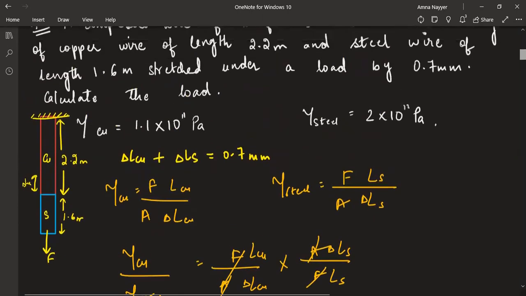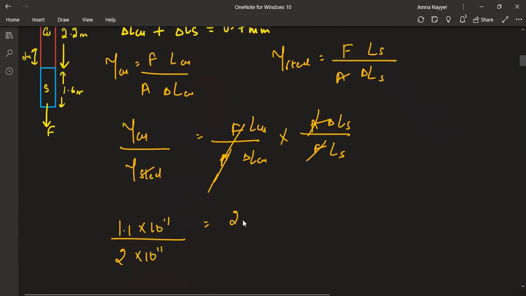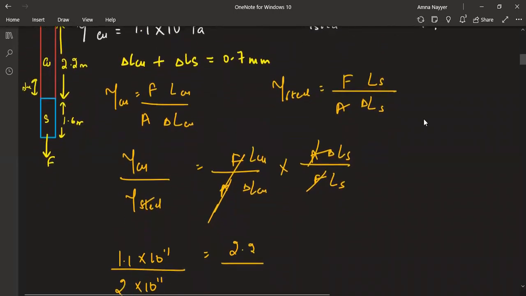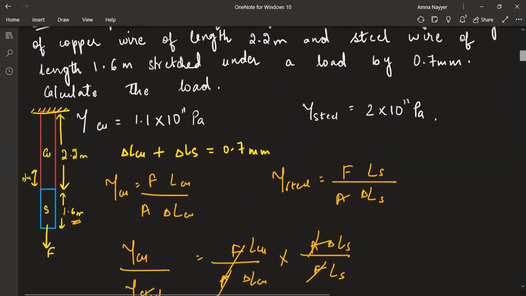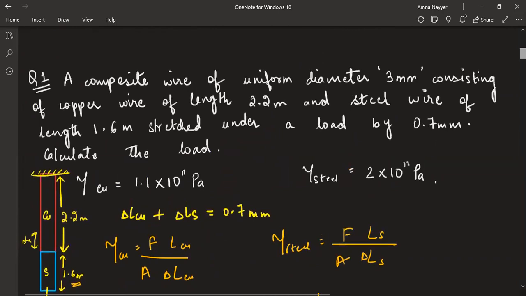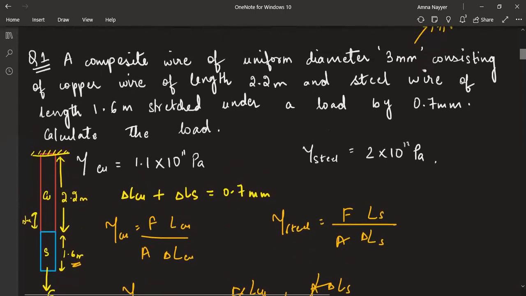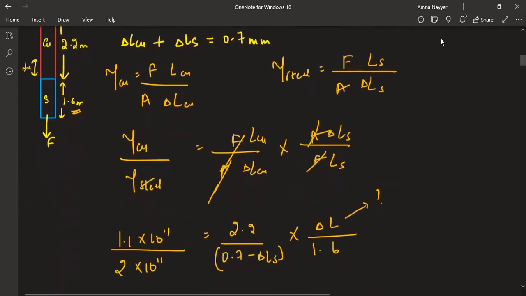Length of copper is given as 2.2 meters. Change in length of copper can be written as 0.7 minus delta L steel, and then delta L steel remains as delta L steel only. And the length of steel is 1.6 meters. From this equation, you can find out delta L, and then you can put it in any of the equations to get the value of force, because area is already there, pi r squared is the area. Understood? Note it down, see whatever answer you're getting. If any doubts are there, I'll help you.